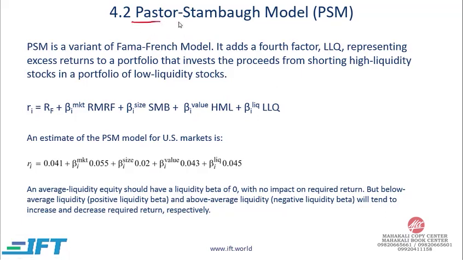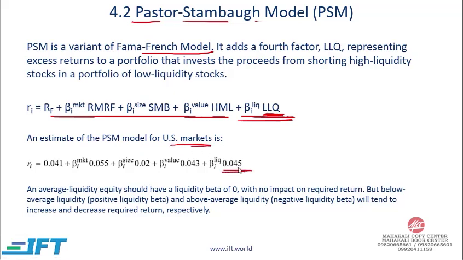We now come to the Pastor-Stambaugh model. This is a variant of the Fama-French model. And as you see over here, the starting point is the Fama-French model, and then we add a liquidity premium. LLQ is a given for a particular market. An estimate for the US market is 0.045 or 4.5%. So the question is, where do we come up with this number from? And the answer is right here.